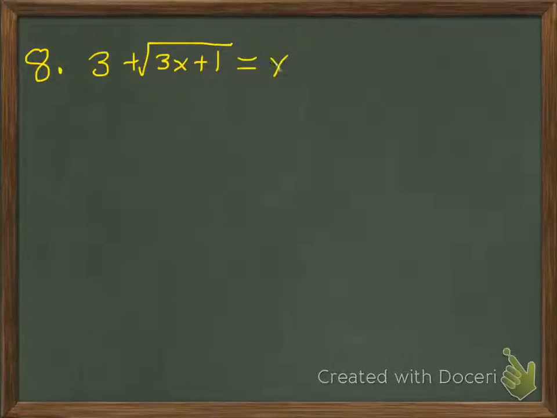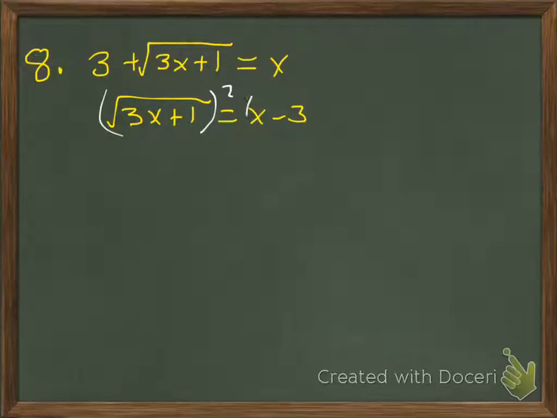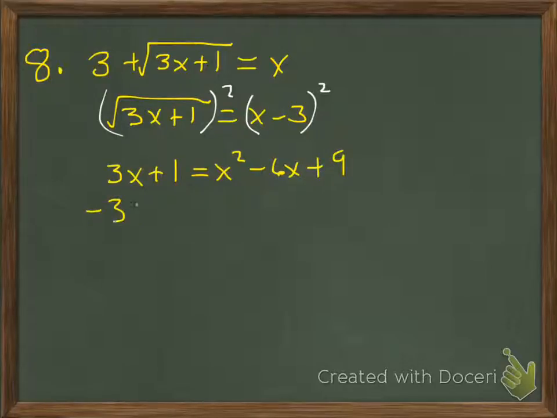And how we solve these radical equations is we have to isolate the radical. So what we're going to do first is subtract 3 from both sides. And we have the square root of 3x plus 1 equals x minus 3. To undo this square root, we will square both sides. And we have 3x plus 1 is equal to, then we'll have to FOIL it out, x squared minus 6x plus 9. So this is quadratic, so we're going to set it equal to 0, and we're going to hope it factors.